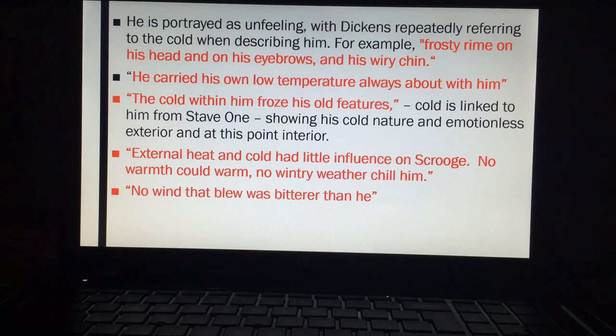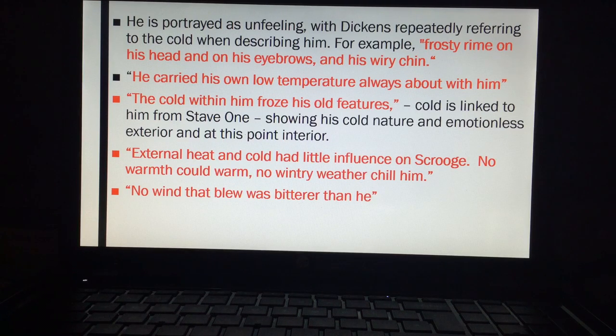He's portrayed as unfeeling, with Dickens repeatedly referring to the cold. I'm going to go on to pathetic fallacy in a minute, so please hang around. So we get a frosty rime on his head and on his eyebrow and his wiry chin. Look at that metaphor. The idea that the frost is actually stuck to him. He is so cold of a human being that the frost sticks to him.